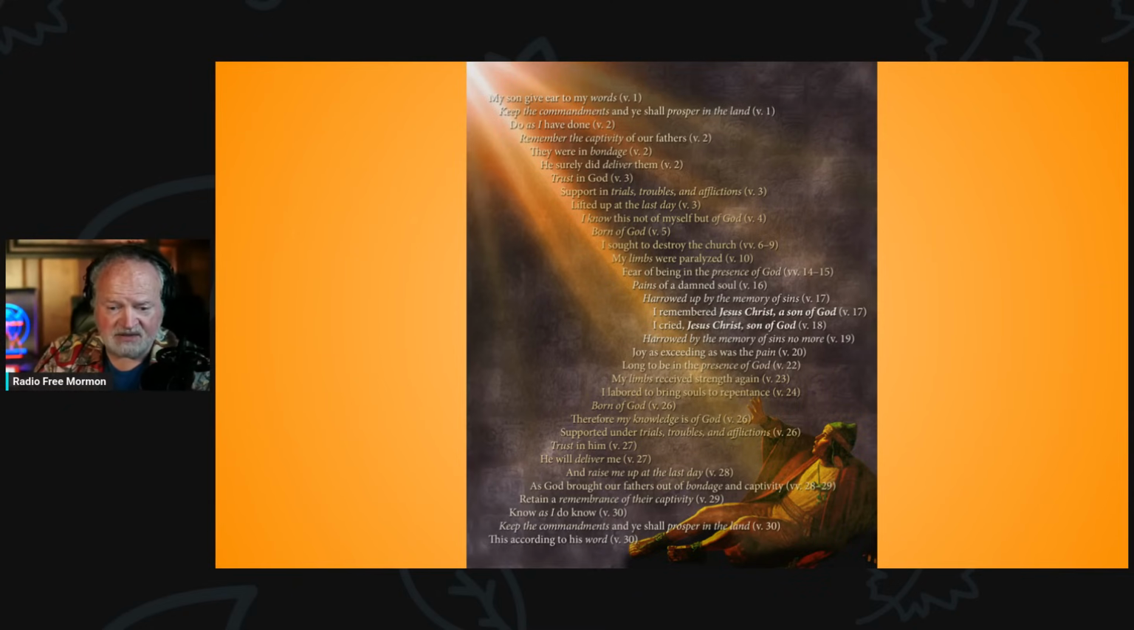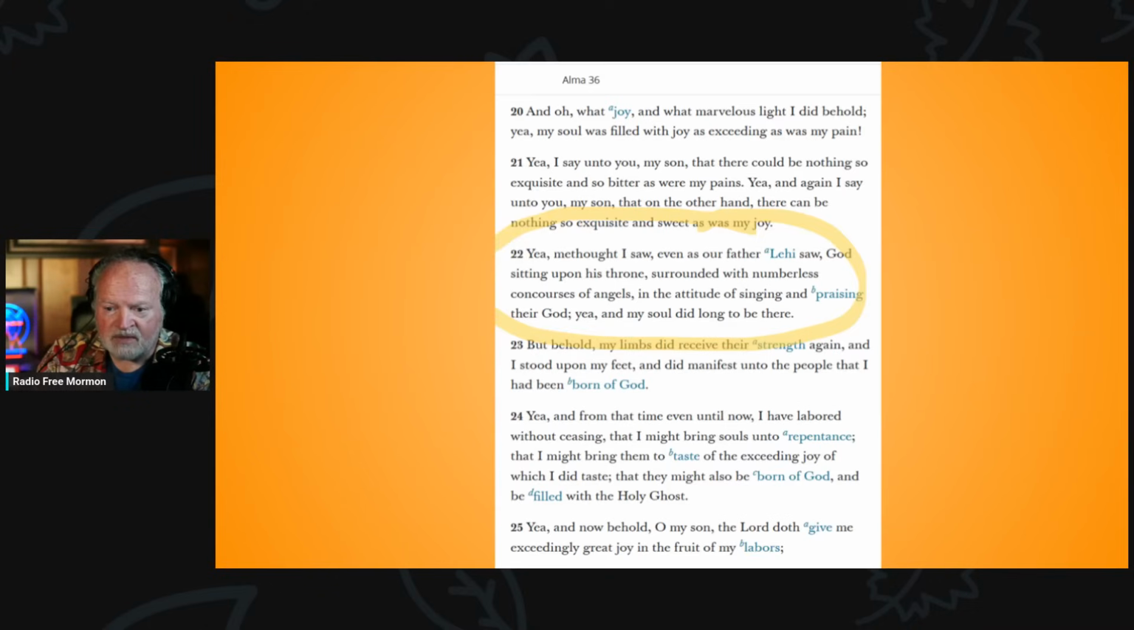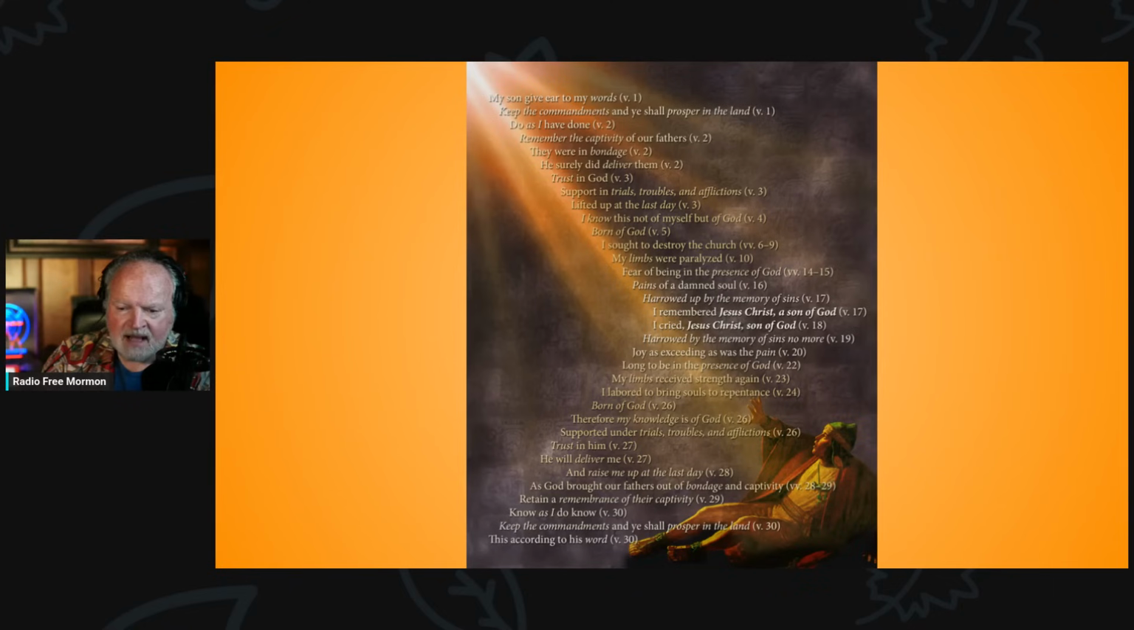But at the time, back in 2002, I'm trying to help John Welch out with this. So here's the deal. This is the idea I came up with. Now, this is Alma 36, verse 22. So this is on the back end of the chiasmus, where it talks about, yea, methought I saw, even as our father Lehi saw, God sitting upon his throne, surrounded with numberless concourses of angels, in the attitude of singing and praising their God. Yea, and my soul did long to be there. Now, that does not make it into any part of this chiastic structure, at least as it's outlined in this particular diagram. There's nothing about angels in there.